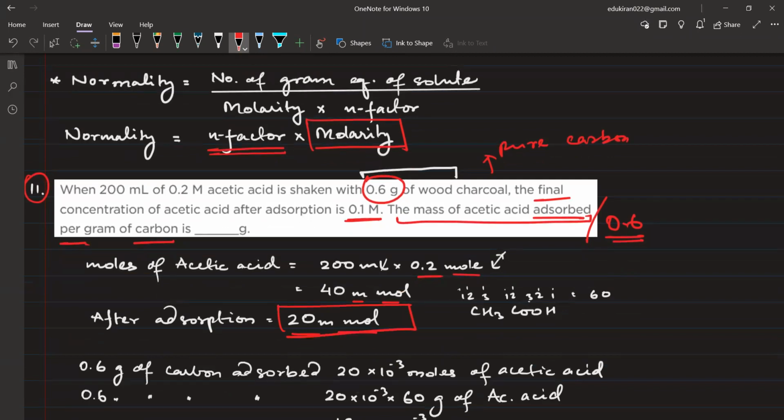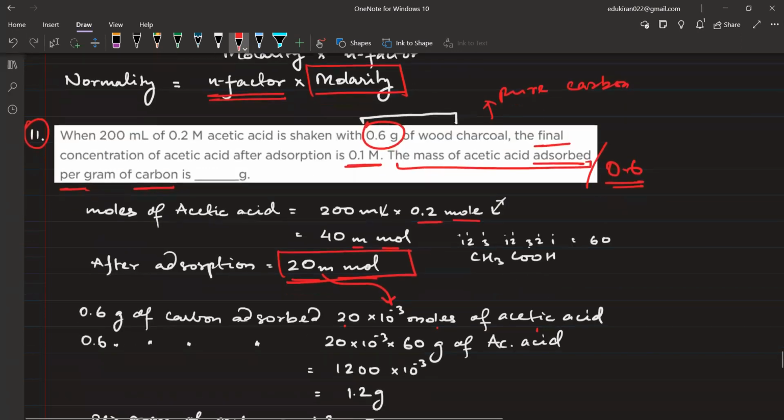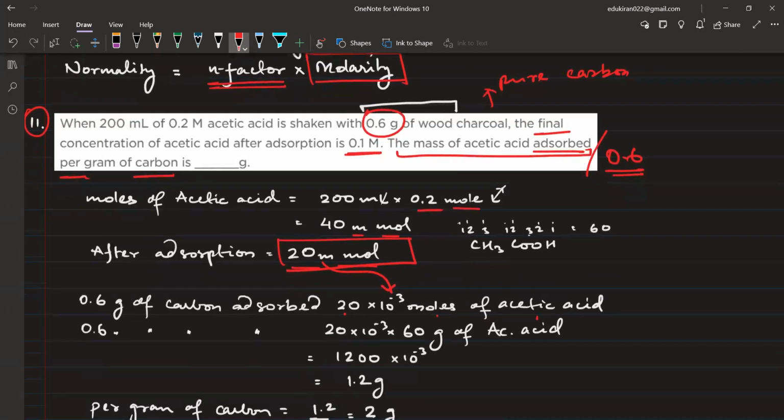So 0.6 gram of carbon adsorbed 20 into milli की जगह हमने क्या लिखा है? 10 to the power minus 3 moles of acetic acid. Now 0.6 gram it has adsorbed 20 into 10 to the power minus 3. Now moles की जगह I have written 60 grams because the molar mass of acetic acid is equal to 60. यहाँ पे देखिए carbon is 12 plus 3 of hydrogen, again 12, and then 32 for oxygen and 1. So if you add this down, you are going to get 60 here.